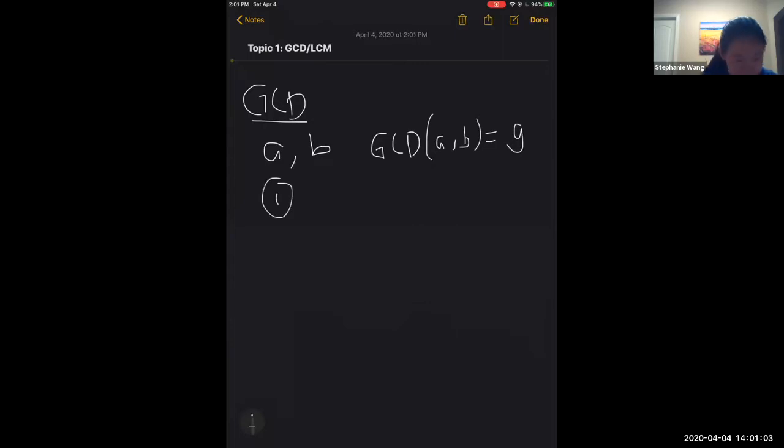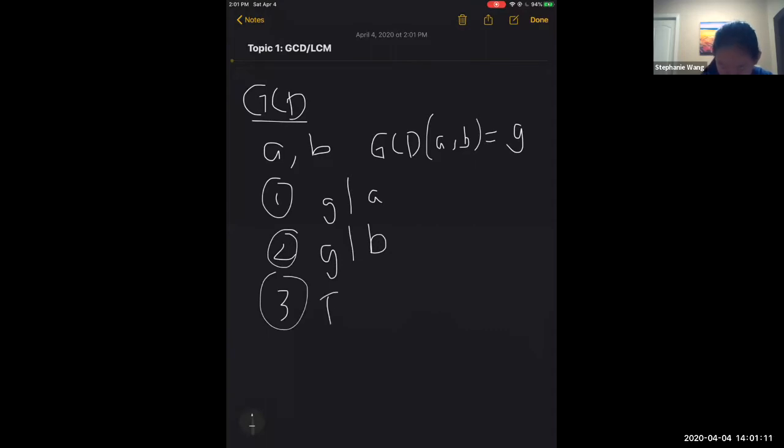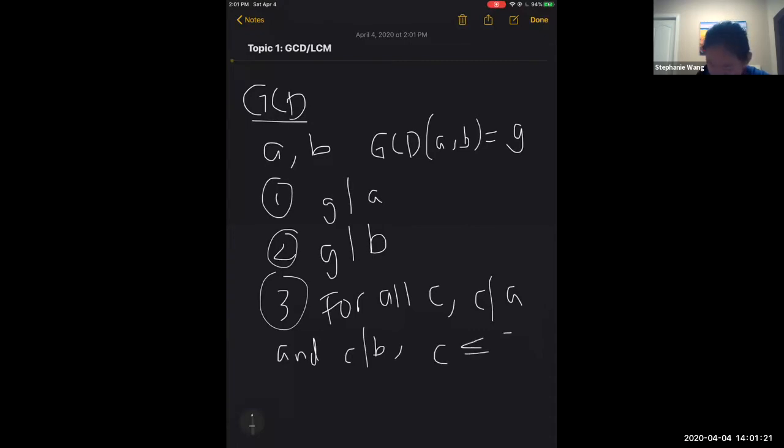Number one, g has to divide a. Number two, g has to divide b. And number three, for all integers c such that c divides a and c divides b, we have that c is less than or equal to g. So what this means is for all integers that divide both a and b, g has to be the greatest one among all of them.